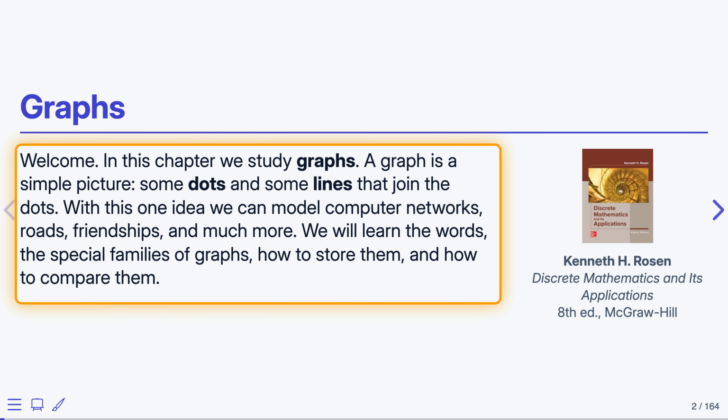With this simple idea, we can model many real things. We can model a computer network. We can model roads in a city. We can model friends on the internet. Take your time. Each idea builds on the one before it.